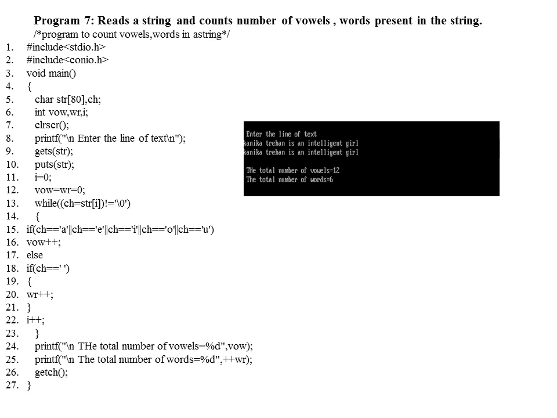Our line is "Kanika Trehan is an intelligent girl," and our task is to find the number of words and the number of vowels in this complete line. Firstly, in the while loop, str[i] with i = 0 is the character K of Kanika. That K will be stored in ch, and that will be compared to the null character.